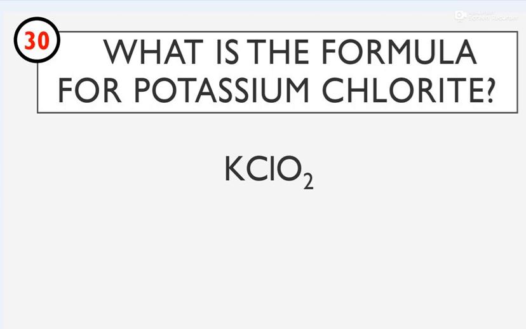For example, see here potassium chlorate. That is the formula of potassium chlorite, KClO2. That means here oxygen is less than in potassium chlorate. So if oxygen is more, then it ends with ATE, and if less oxygen is there, then it ends with ITE.